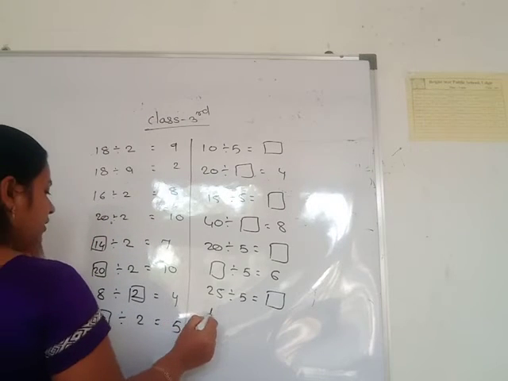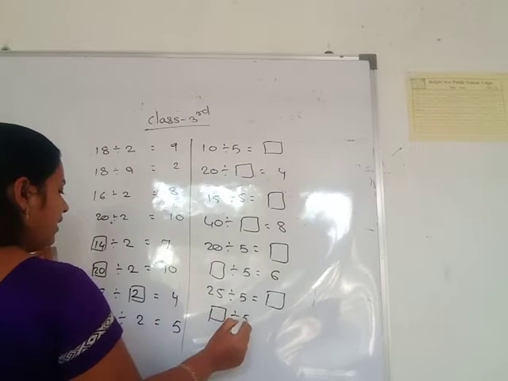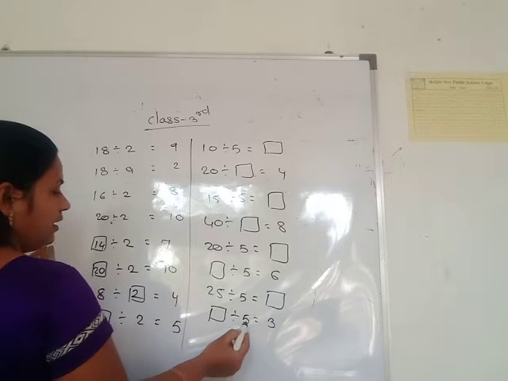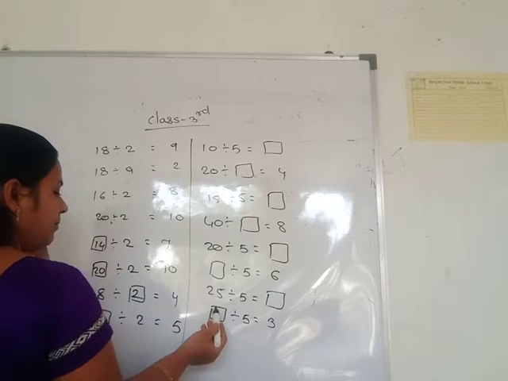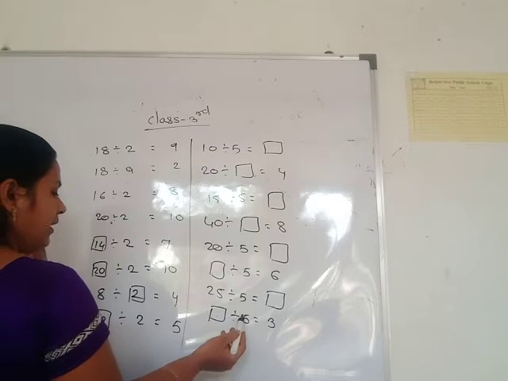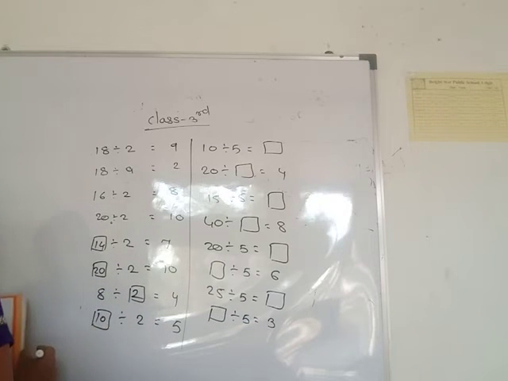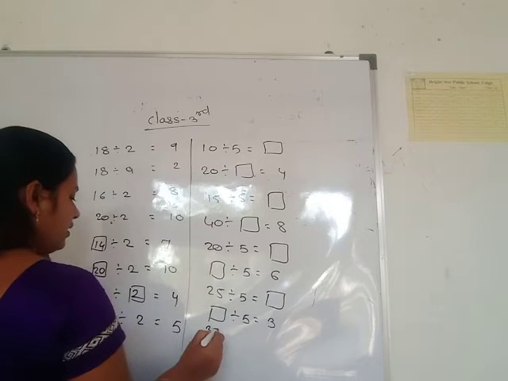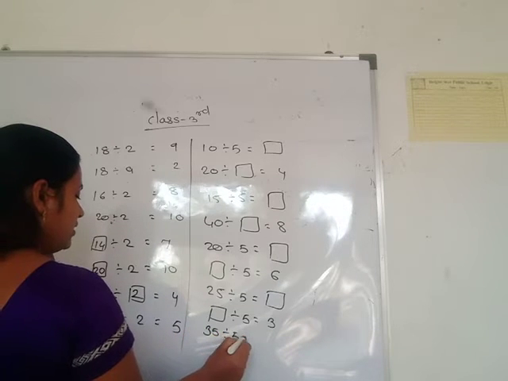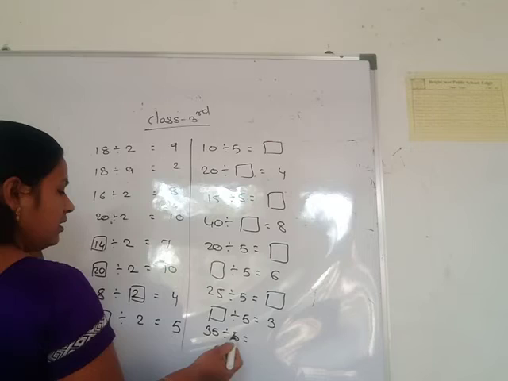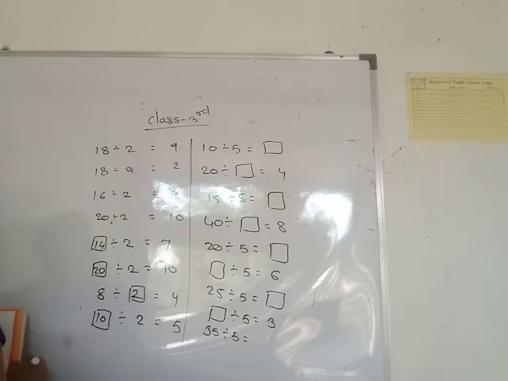Then here one empty box divided by 5 is equal to 3. Then do the multiplication of these two numbers. 5 into 3, 5 3s are 15. Then you write here: 15 divided by 5 is equal to answer 3. Then 35 divided by 5 is equal to, 5 7s are 35. Then you write answer 7.